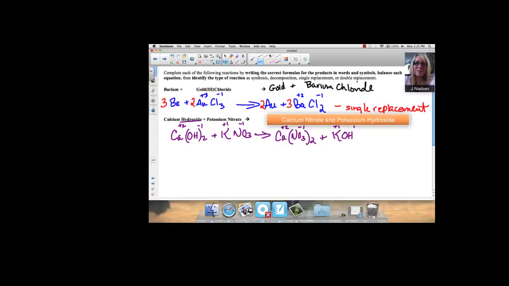Let's balance. I have 2 NO3, so I'm going to put a 2 here. And I have 2 H's and 2 O's, so I'm going to put a 2 here. And I have 2 K's, so I have 2K, 2K, 2 NO3, 2 NO3, 2 O's, and 2 H's. 2 O's and 2 H's, so we're good. We're balanced. Again, I have a compound and a compound. They switch partners. K hooked up with OH, Ca hooked up with NO3. So this is double replacement.